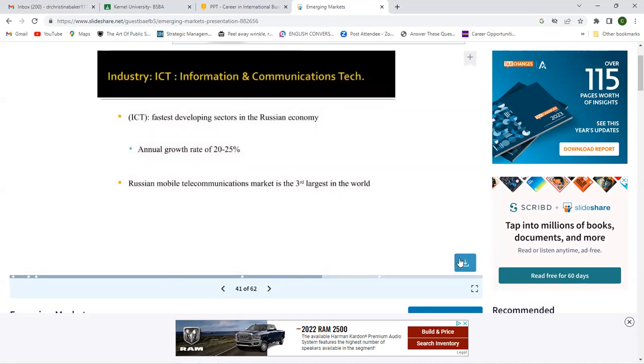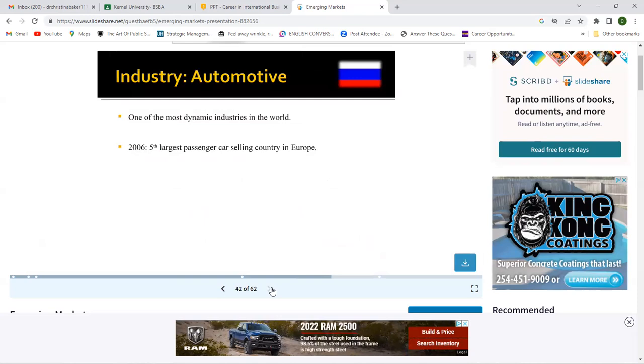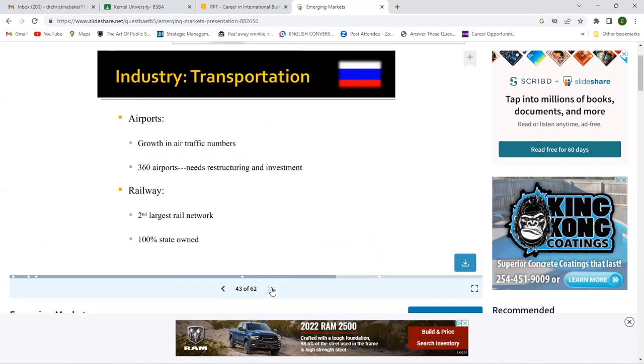ICT is one of the fastest growing sectors in the Russian economy. Annual growth is about 20 to 25%. Russian mobile telecommunications is the third largest in the world. One of the most dynamic industries in the world is the automobile industry. In 2006, Russia was the fifth largest passenger car market in Europe.